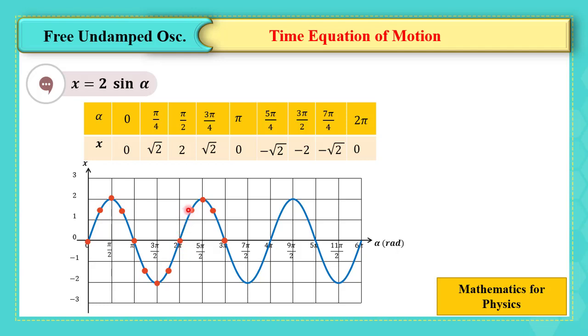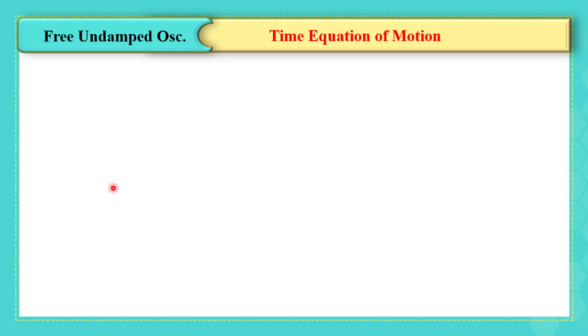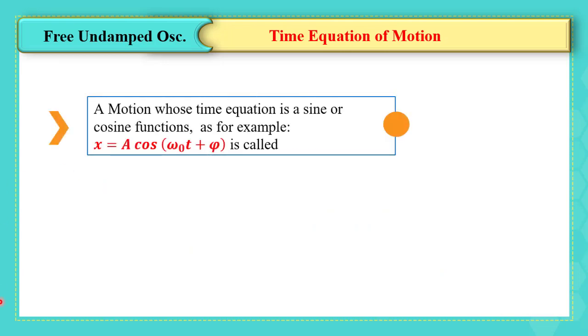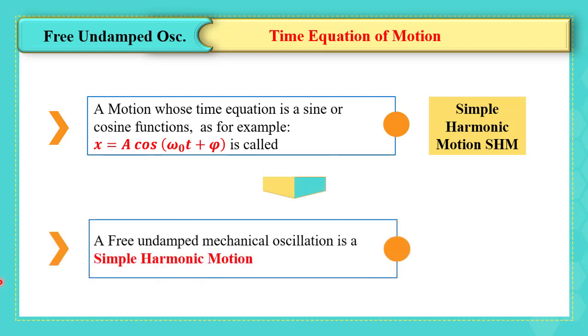Then, a sine function is periodic. Then, the amplitude is constant and equals the absolute of the coefficient of sine. Here, the coefficient is already positive. Keeping in mind that alpha is omega 0 t plus phi and always in radians, we deduce that a motion of time equation of the form x equals a cosine omega 0 t plus phi or a sine omega 0 t plus phi is called simple harmonic motion. A free undamped mechanical oscillation then is a simple harmonic motion.